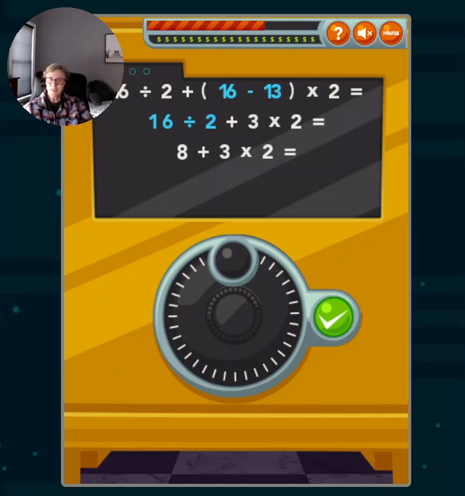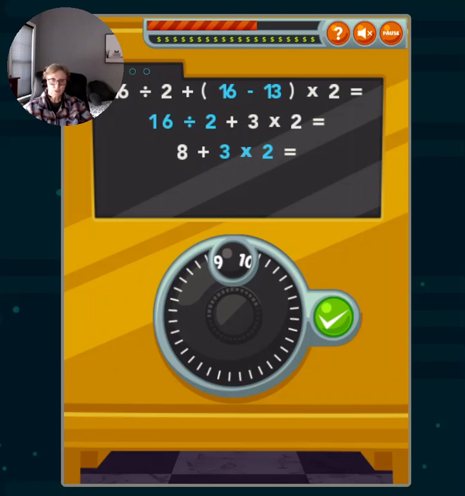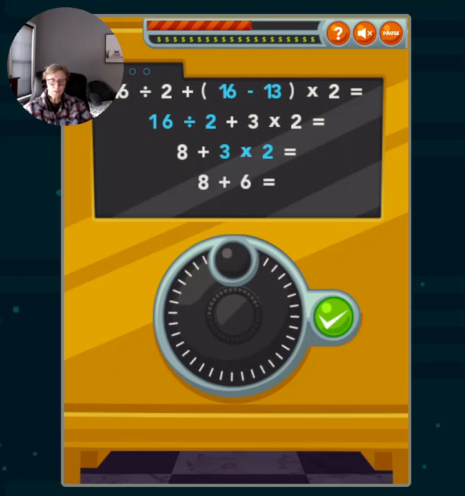Well, I still have to finish my multiplication and division. So, 8 plus 3 times 2. I need to do 3 times 2 next. 3 times 2 is 6. There we go. Click that in. Now I've got one more thing to do, which is 8 plus 6. 8 plus 6, 14.